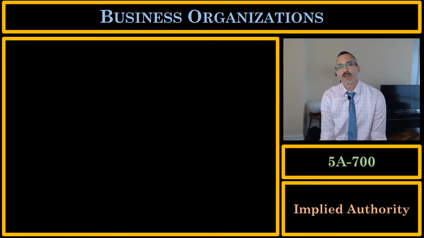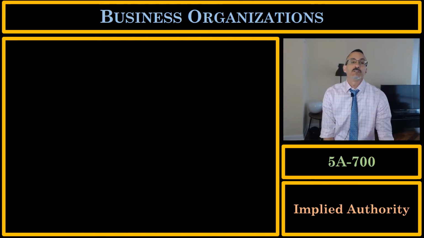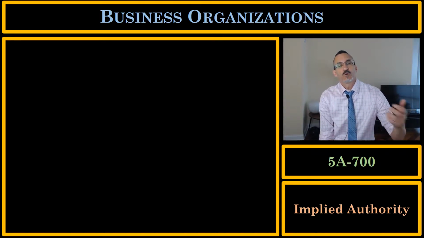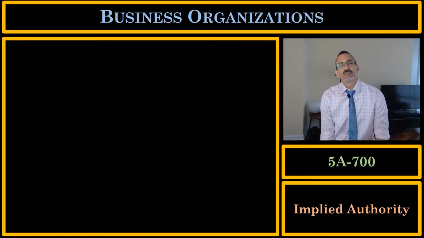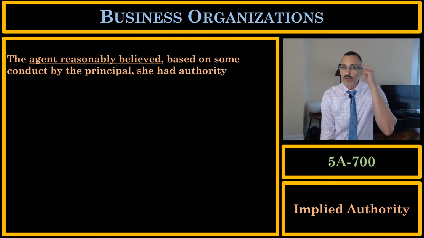Let's talk about implied authority. So if you don't have express authority, maybe you have implied authority. Or let's say it this way, if the agent doesn't have express authority to bind the corporation, to bind the principal, then the agent might have implied authority to bind the principal. The test for implied authority is, did the agent reasonably believe that she had the authority to bind the principal based on some conduct of the principal, right? So this focuses on the reasonable belief of the agent.